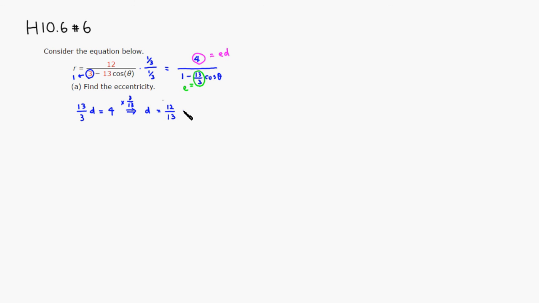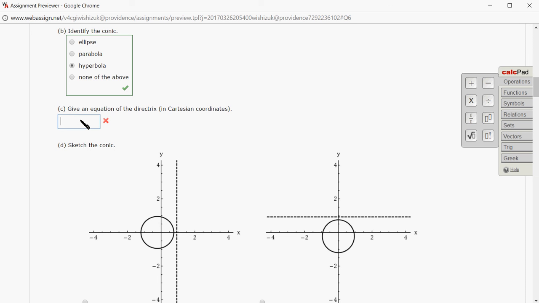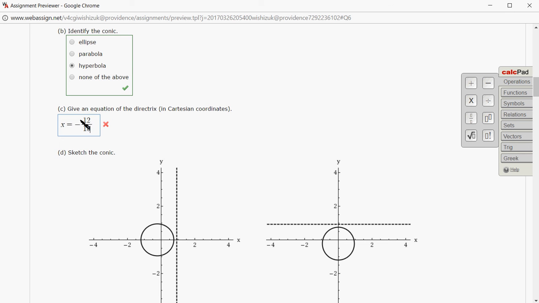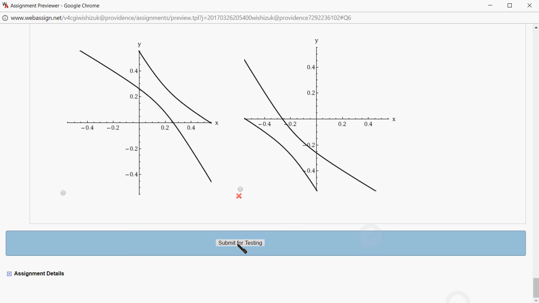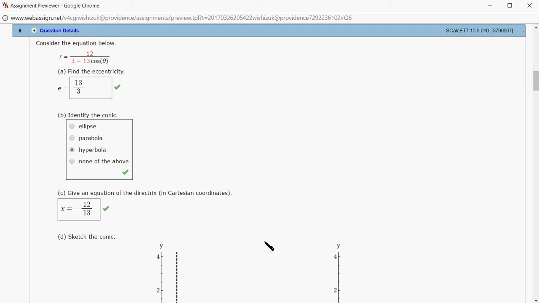Then the directrix is going to be, since we're using a cosine, a vertical directrix, so it's going to be x equals. Then we have to determine plus or minus, and we see this is a negative sign, so we're going to have a negative sign, and the d value is 12 over 13. So let's type that in. We came out with x equals negative 12 over 13. Let's double check. Submit for testing. It came back, we got part C correctly.